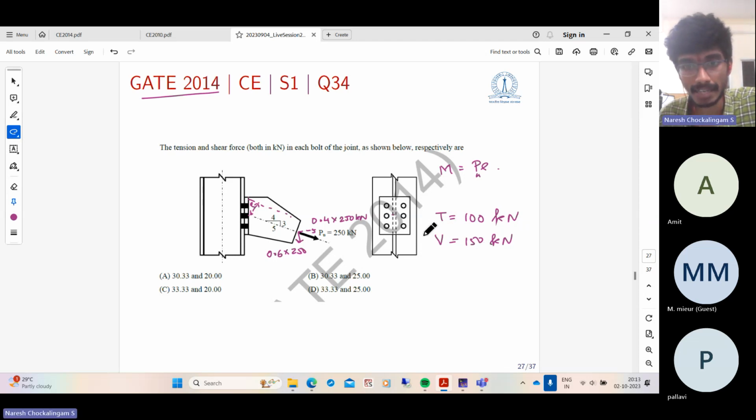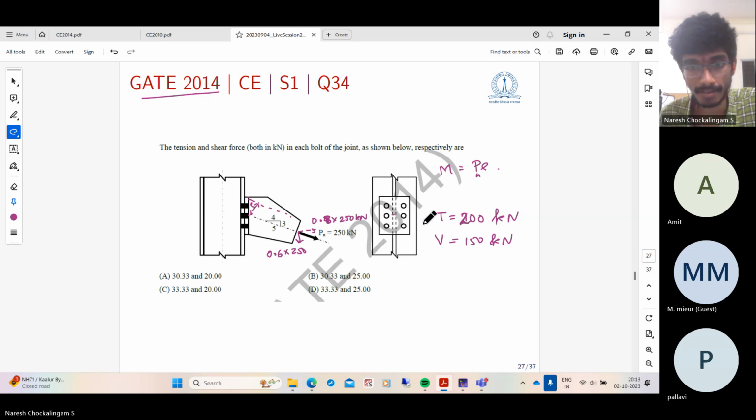So there are 6 bolts sharing the load. Sorry, this is 0.8. This is not 0.4. This is 0.8. So this will be 200 kilonewtons. This 4 by 5 is 0.8 and this is 0.6. So that's all it is.